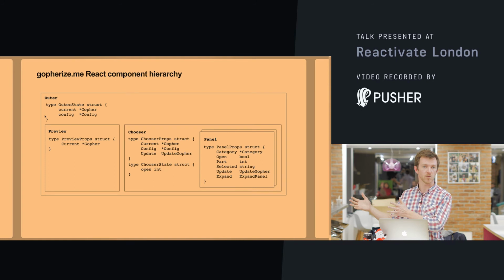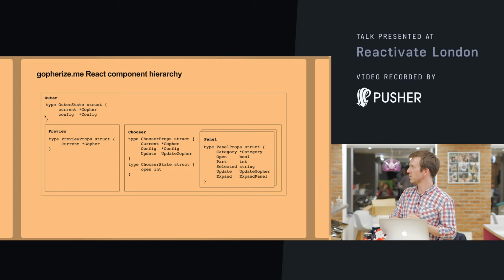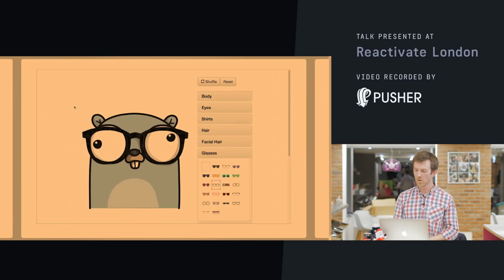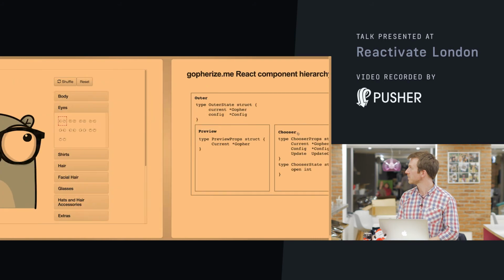The chooser, which is on the right-hand side, also needs to know what the current Gopher is. It also needs to know what the config is, because it's the thing that contains all those panels down the right-hand side. And we also need to provide some way of updating what the current Gopher looks like, because let's not forget that state is maintained in the outer components. So you can see the props for the chooser component look roughly like that. The chooser also has some state, of course, which is which of these panels is actually open. That state is local to the chooser component on the right-hand side.